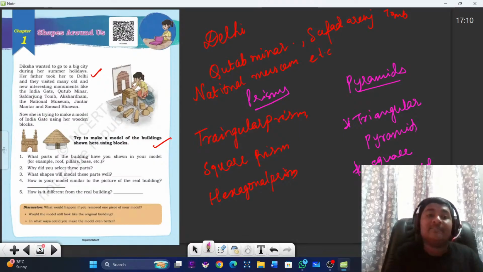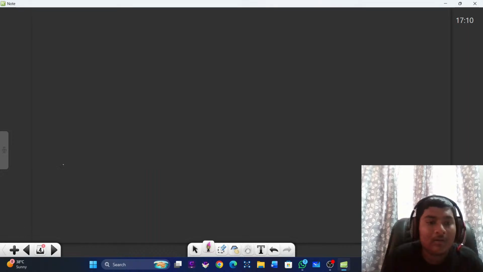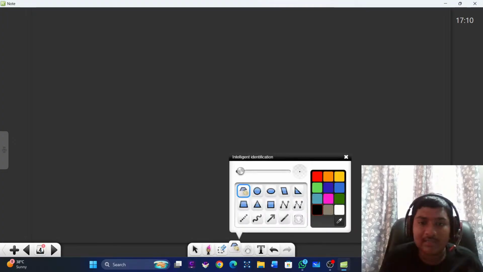So the quadrilaterals are some types that I'll be explaining to you now. The line that is having only one side, children. Yes.